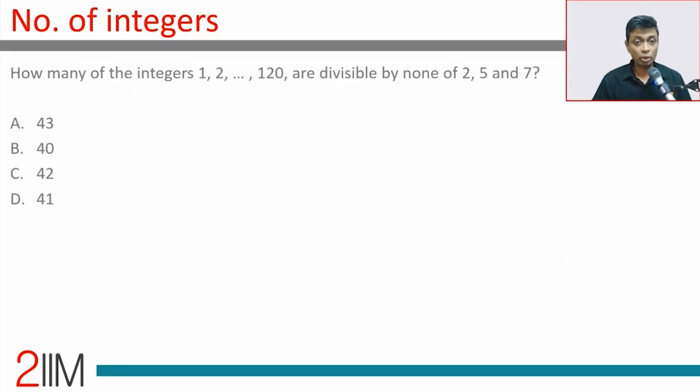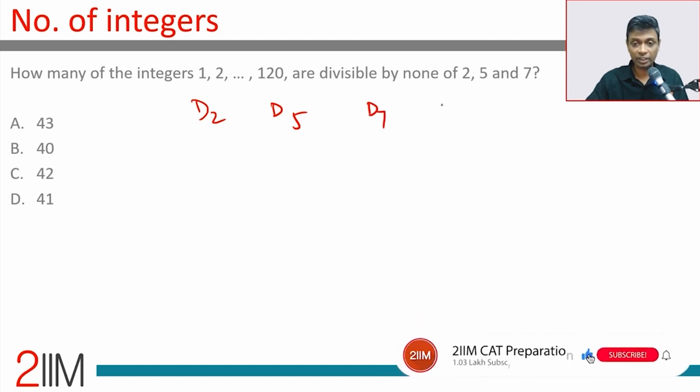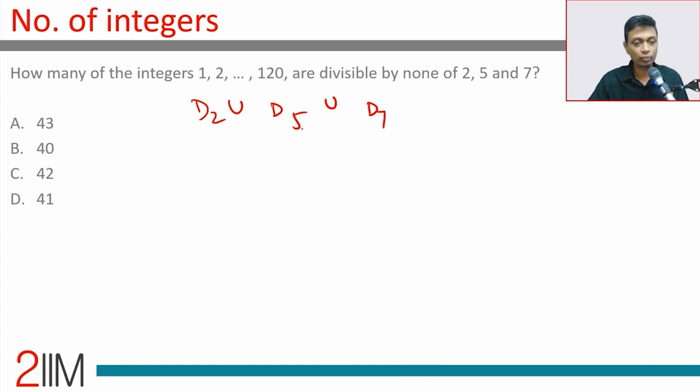Very doable. How many of the integers 1, 2, 3, 4 till 120 are divisible by none of 2, 5, 7? So we need to find the set of elements divisible by 2, divisible by 5, divisible by 7. Then find the union of these and then subtract from 120. And so the number divisible by 2 is 120 by 2, 60. By 5 is 120 by 5, 24.